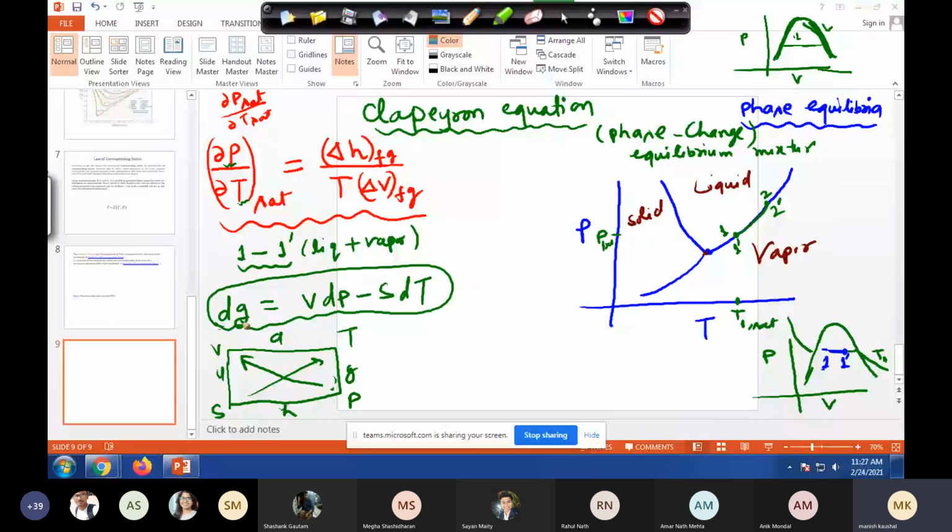Since we have only one component, there is nothing more here. Otherwise, you will see in the next module that something else will appear here: the chemical potential. Okay, fine. For single phase, it is fine.